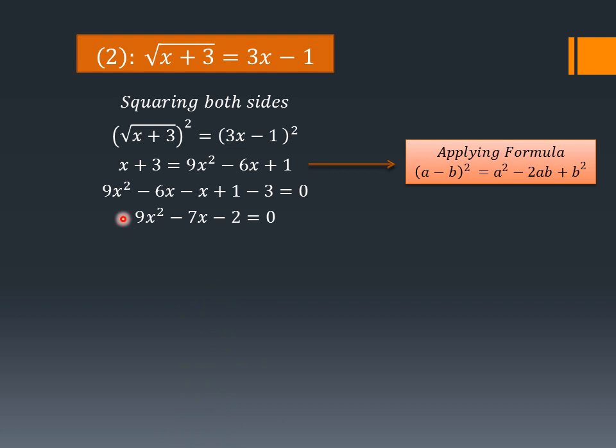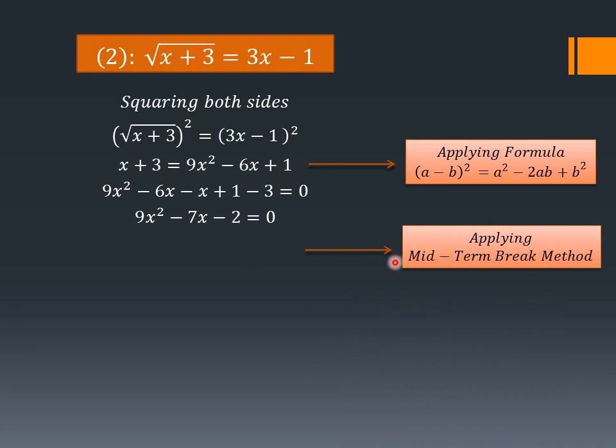Adding and subtracting the like terms, 9x² − 6x − x will become −7x, and +1 − 3 will become −2. The next step is to apply the mid-term break method. 9 into 2 is 18, and we have to get 7 after addition and subtraction, so the digits will remain the same. 9 minus 2 is 7 and 9 into 2 is 18.